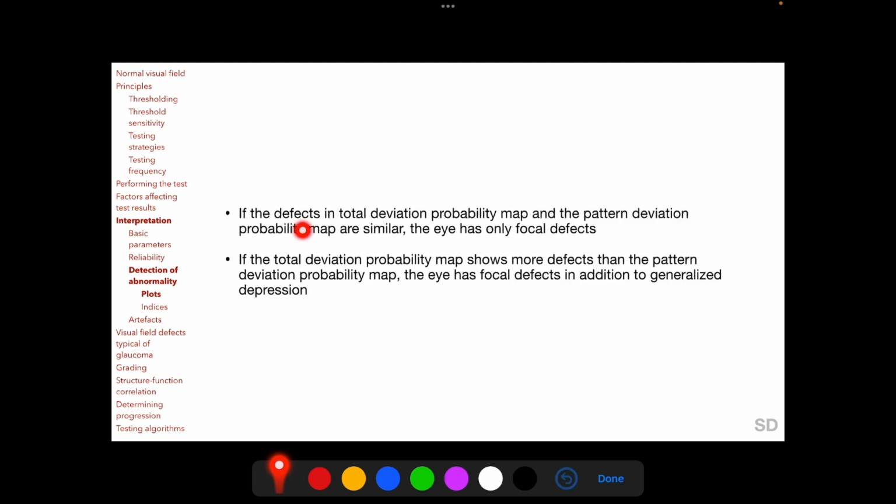If the defects in the total deviation probability map and the pattern deviation probability map are similar, the eye has only focal defects in its visual field. And if the total deviation probability map shows more defects than the pattern deviation probability map, the eye has focal defects in addition to generalized depression of its visual field.